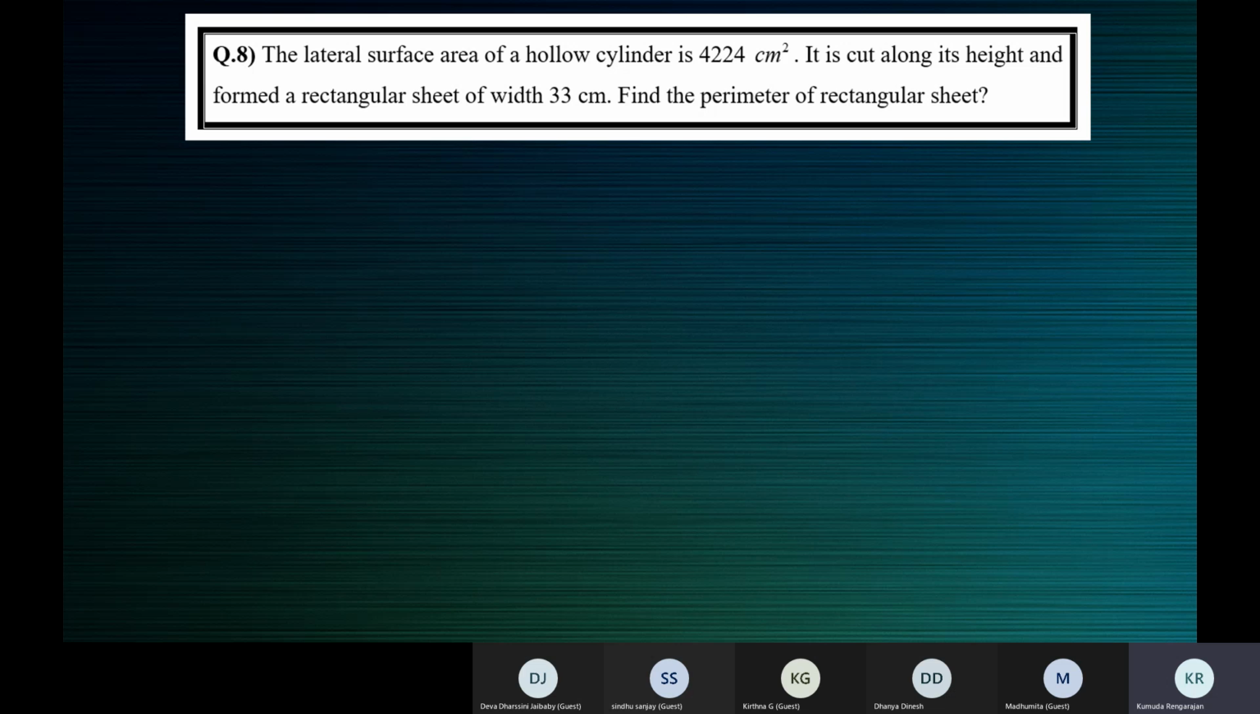Now here, what you see is that the curved surface area, the lateral surface area of a hollow cylinder is given to you. It is cut along its height, so the cylinder is cut along its height to form a rectangular sheet. If you cut the cylinder and open it, it will be a rectangular sheet. From a rectangular sheet, you can make a hollow cylinder. If you cut the hollow cylinder, you will get a rectangular sheet. Yes or no? Yes, ma'am.